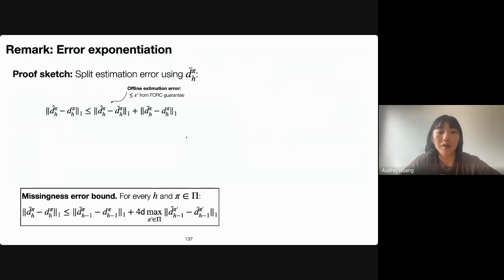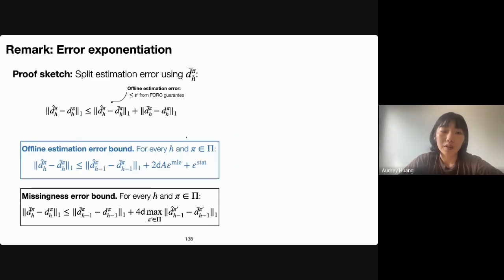And then before completing the last details of this proof, I want to make a remark about how this missingness error bound is crucial for avoiding error exponentiation. I didn't go over the proof for this, but in our offline estimation error bound, we have this recursive decomposition of the offline estimation error in terms of error in the previous time step and some statistical error.